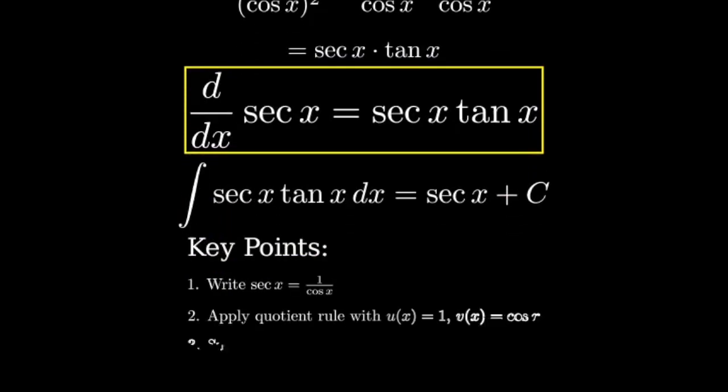And that's how we use the quotient rule to find the derivative of secant x. Remember, the key is to write secant as 1 over cosine, then carefully apply the quotient rule step by step.